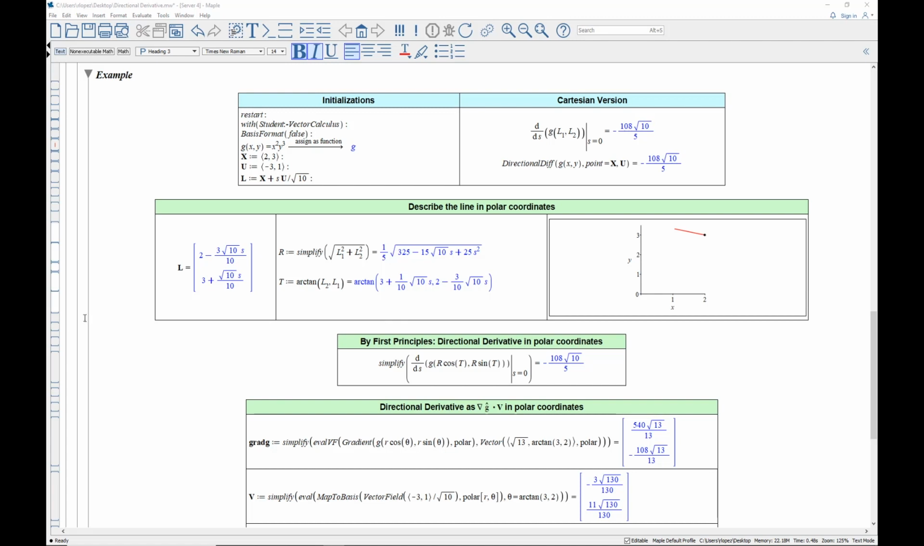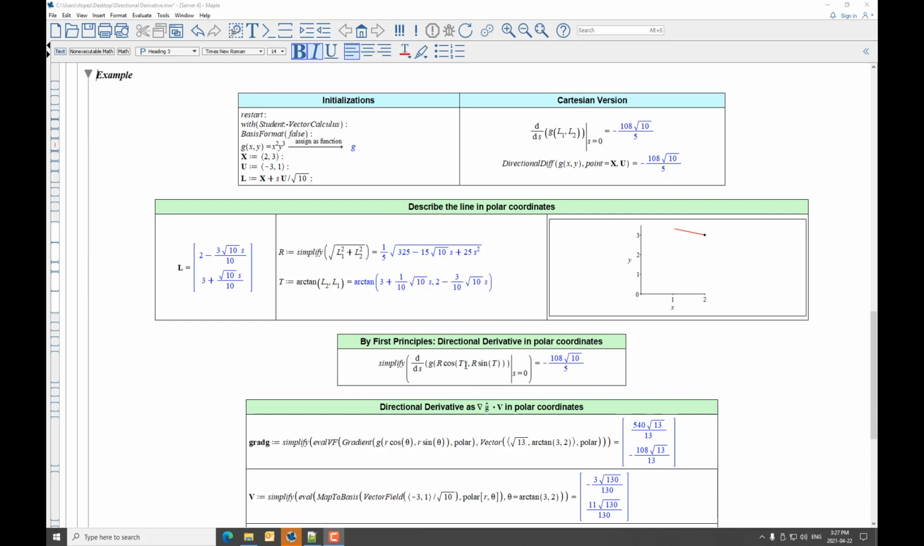So how can we describe that line in polar coordinates? Well, here it is in Cartesian coordinates, x and y. Radius, sum of the squares of the components, square root. And the arctangent gives you the angle. So RT gives you the polar coordinate description of that line. And this is a graph of these two components. There's where you start, and it is a straight line.